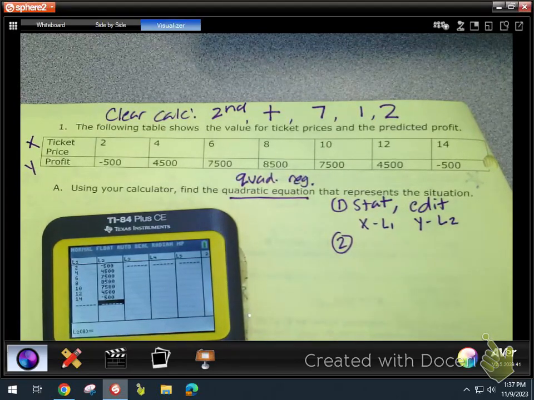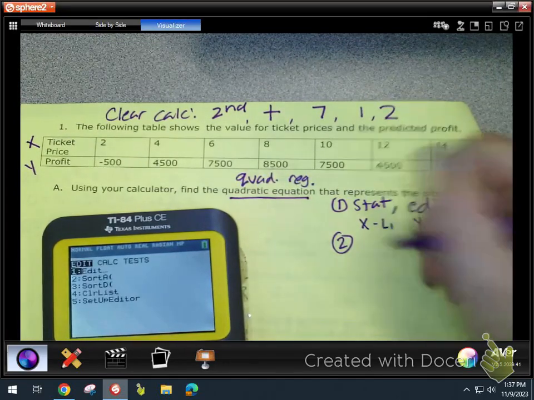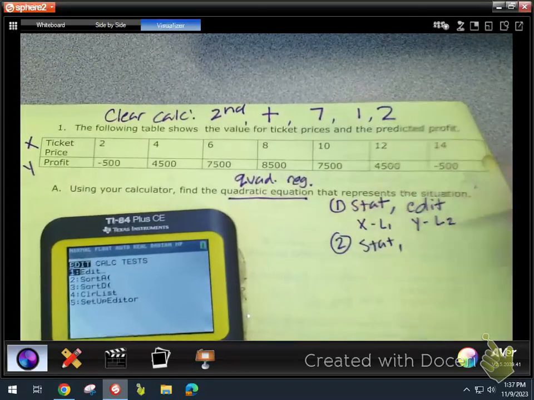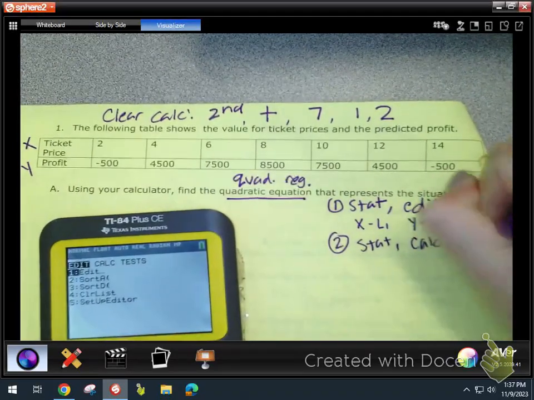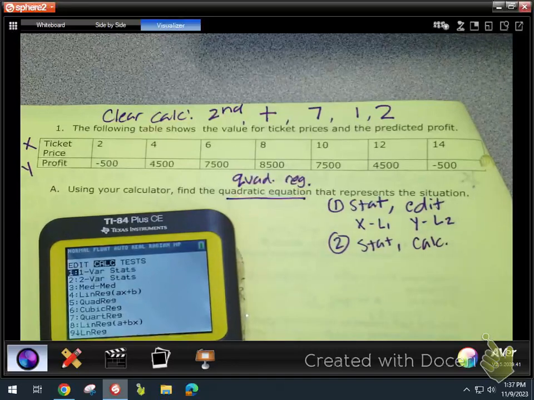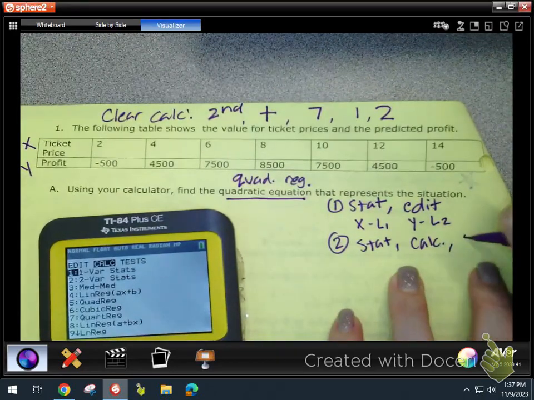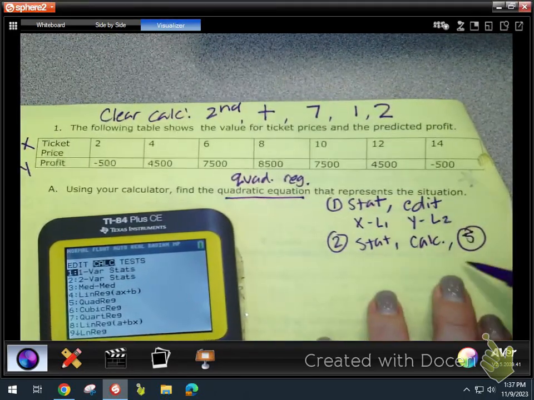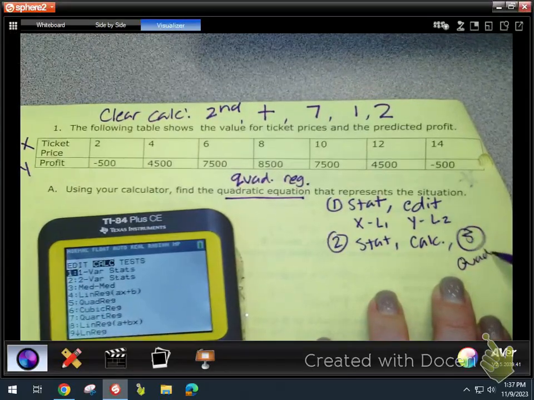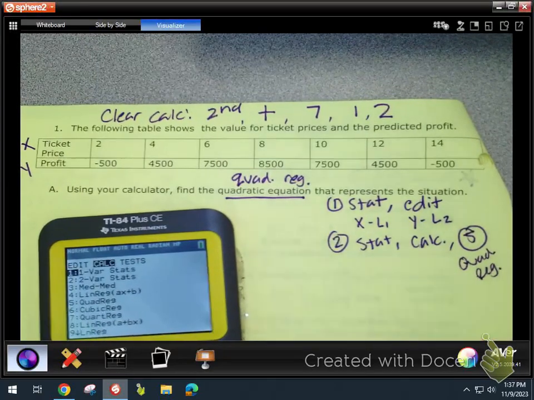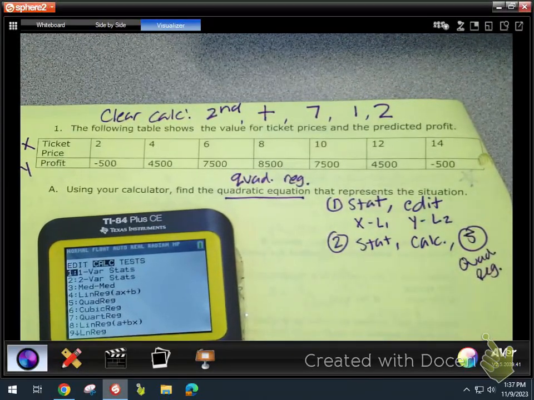So after you put your data in, you're going to go back to stat, but this time you're going to scroll right to calculate. We actually want to calculate something. You have to put that data in first. We want to calculate, and what do you think we're going to choose? Number 5, which says quad reg, which is quadratic regression. This is how you get an equation. As long as you have at minimum 3 points, you can do this. And this is very easy.